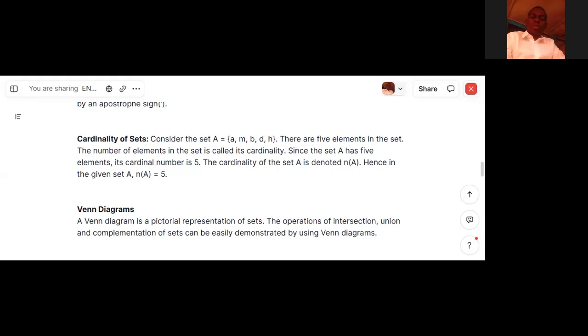Then the set in question. Next we look at Venn diagrams. These are pictorial representations of sets. Operations of intersection, union, and complements of sets can be demonstrated using Venn diagrams. I'd like you to go through the materials for this topic. We also have inequality to look at after this topic, but the time schedule would not permit us.